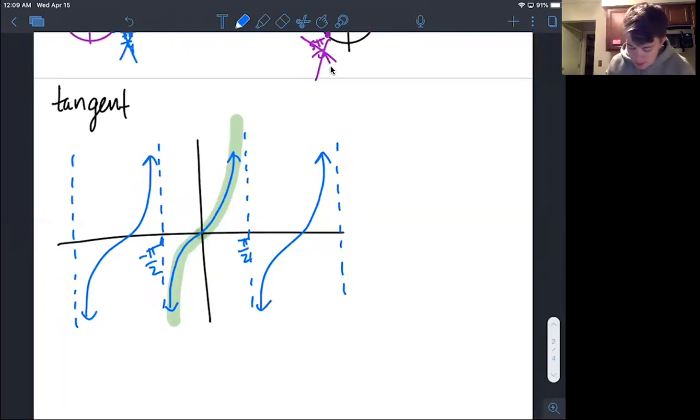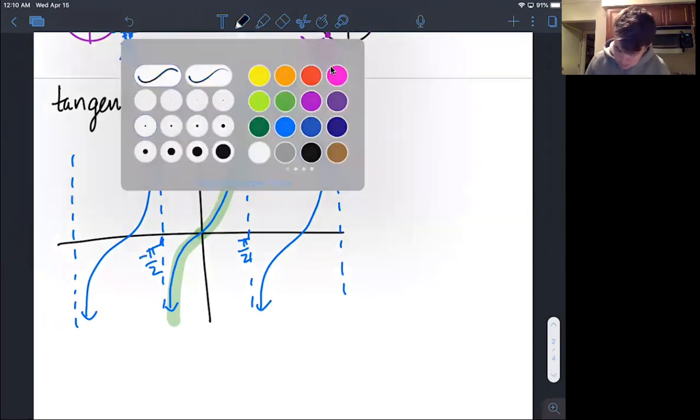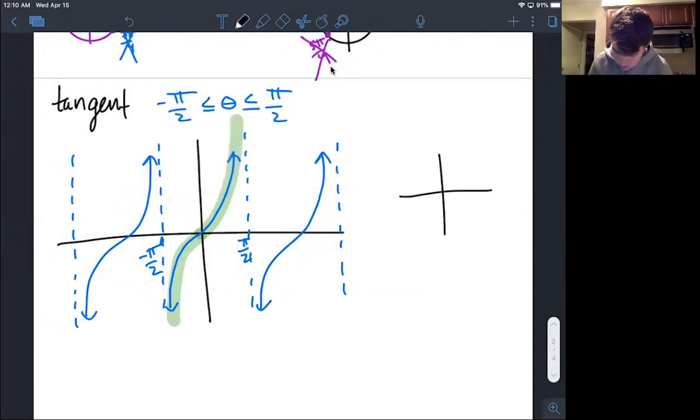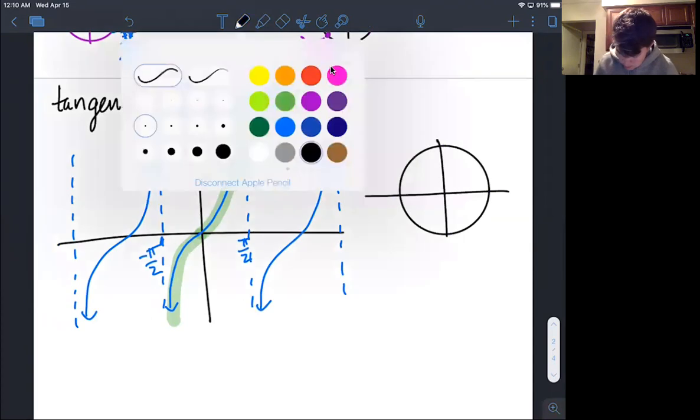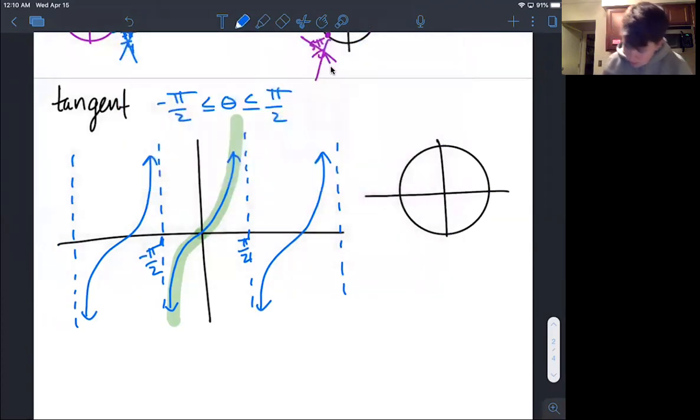So let's go ahead and write, it's going to be negative pi over 2 is less than theta, which is less than or equal to positive pi over 2. So on our unit circle, that is going to be negative pi over 2 starts down here all the way up to positive pi over 2. So it's going to be this section right here.